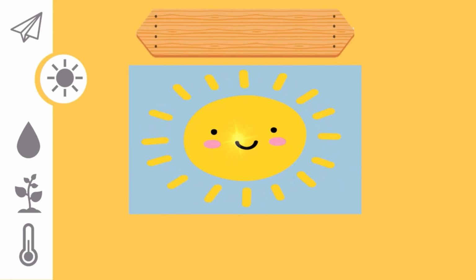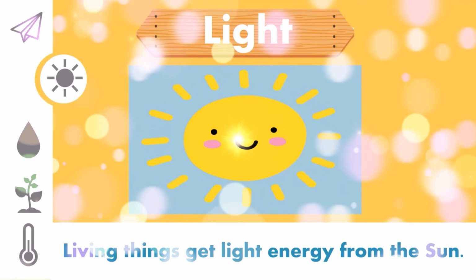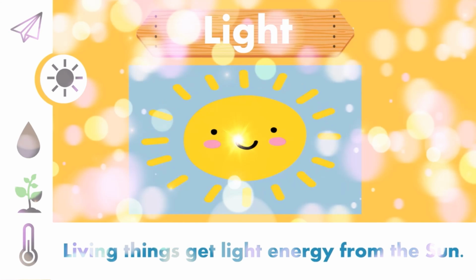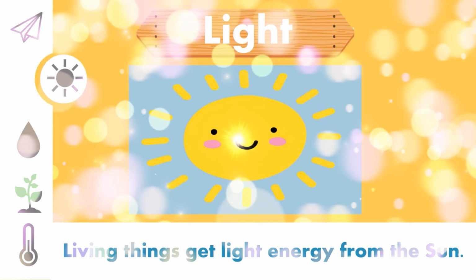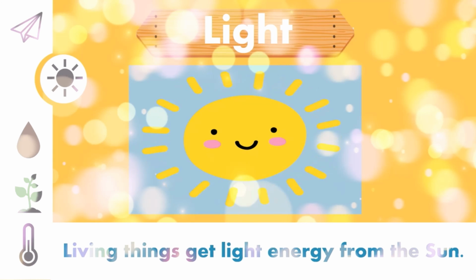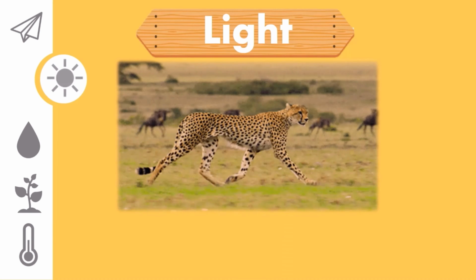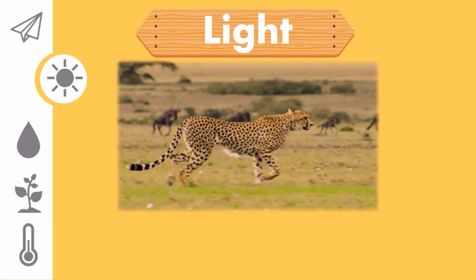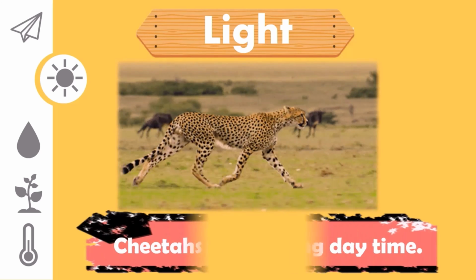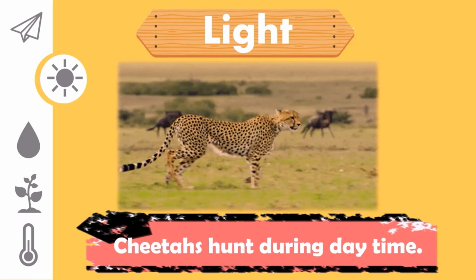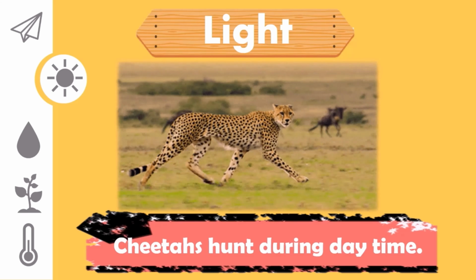Second component is light. The sun is the major source of light and heat energy for all living things on the earth. Sunlight is necessary for plants to grow and to provide energy to warm the earth's atmosphere. Animals also need sunlight to catch their prey and to avoid their predators. Some animals bask in the sun to warm up.